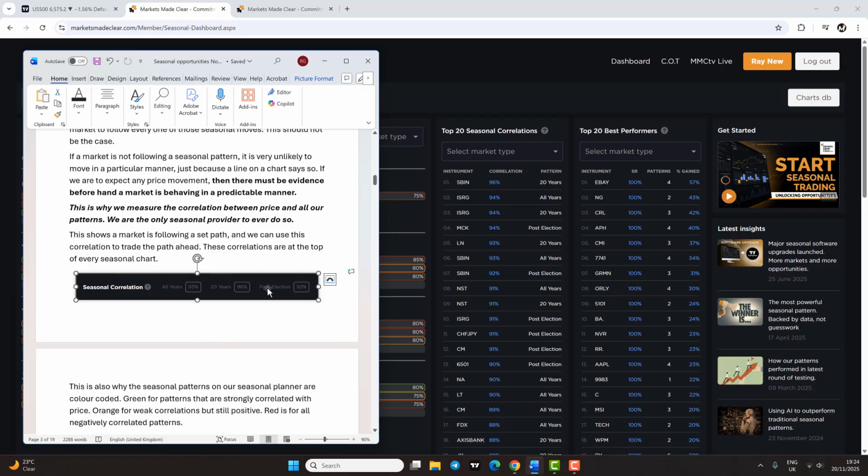So it's mathematical. We look at the correlation between the seasonal patterns we follow, and we can also do it for any custom pattern that we make, against current price. If there's a positive correlation, it confirms we are following that pattern, and there's a greater likelihood we're going to continue in that way. If a market is not following a seasonal pattern, then I'm not just going to expect it to go up because the line's going up.